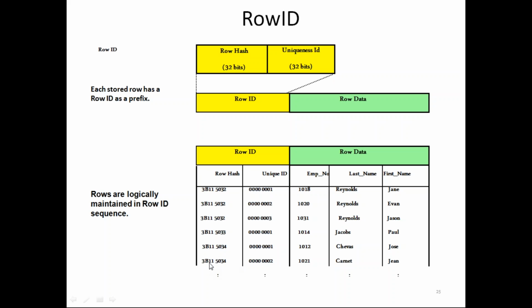So with the combination of row hash and uniqueness ID, which is the row ID, you can determine each and every record in the AMP uniquely. And the rows in the AMP are stored in the sequence of the row ID. So this is the order: all hash values, and within the hash values, the uniqueness ID sequence. This is how the AMP data would be stored. Along with the whole row data, the row ID is also stored within each AMP, and the order is the row ID sequence.